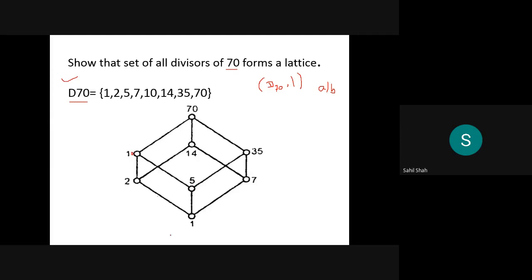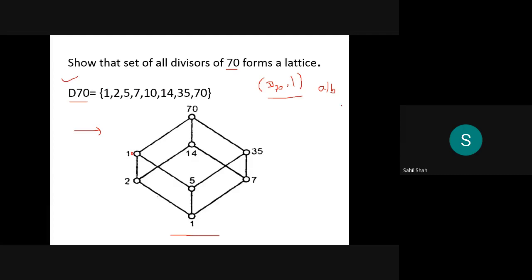Finally, I will have this Hasse diagram with me. This is not given; this is my solution that I have written. The question is: show that the set of all divisors of 70 forms a lattice. So how are you going to provide a solution? First of all, you form this set. Then you write the relation, D70 comma divides. You will have all the reflexive pairs because every element divides itself, so I will have (1,1), (2,2), (5,5) and so on.